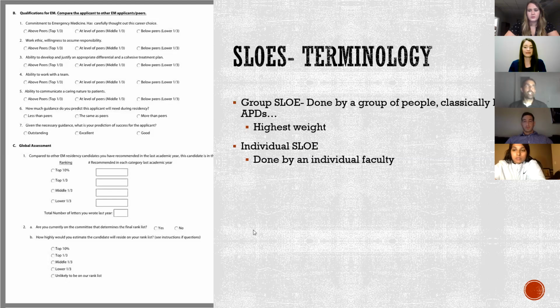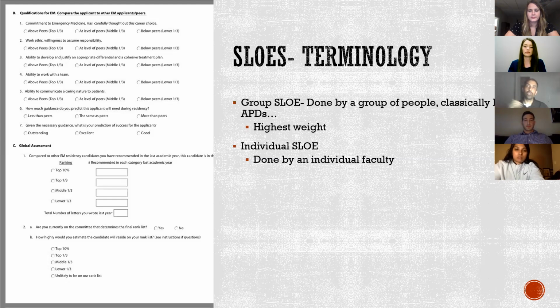Cool. And then in terms of SLOEs, there are a lot of different kinds of SLOEs. The best kind of SLOE is the group SLOE, and the group SLOE is usually done by a group of people. Classically, it's done by a program director, clerkship director, assistant clerkship directors, APDs, educationally minded faculty, and a group of people discuss every applicant and assign the SLOE's numbers. This is the best way because you have multiple people evaluating a student, and that way you don't have personal biases, right? Everybody has a personal bias. So you have more people, it sort of limits that personal bias.